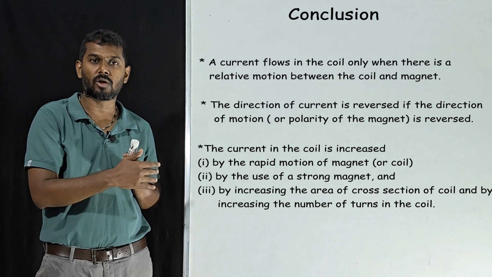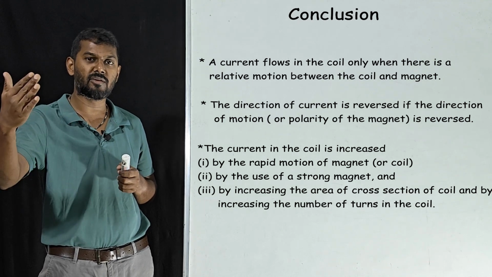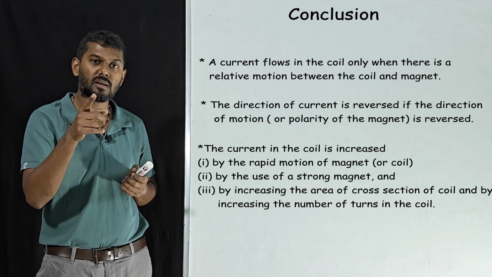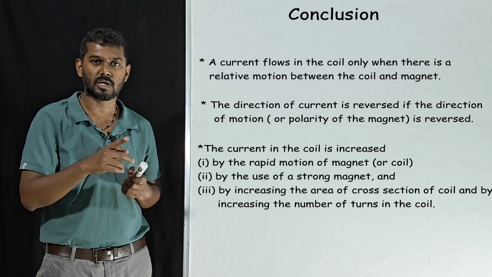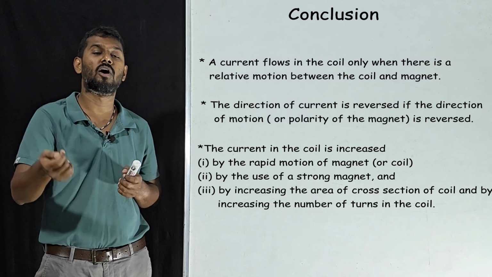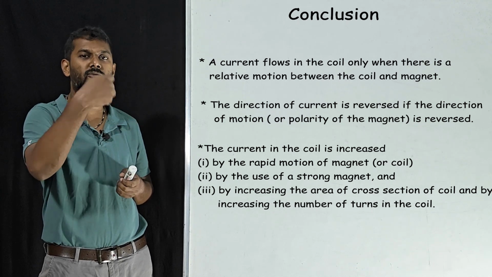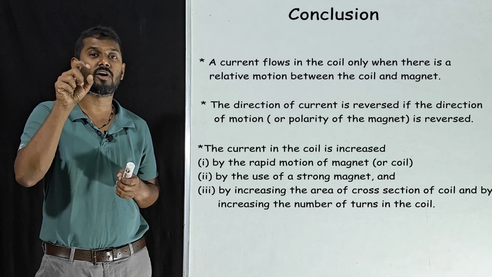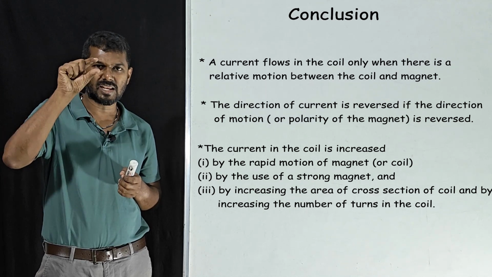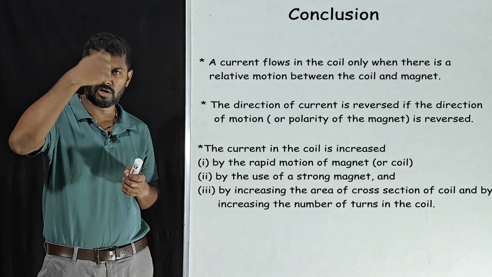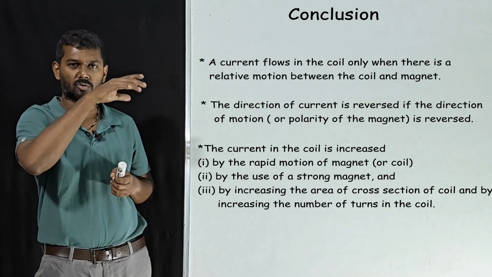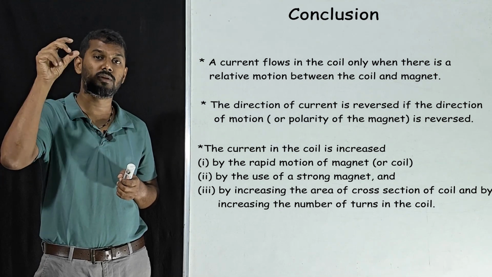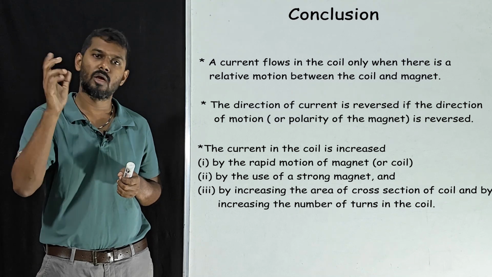A rapid movement, the direction remains the same, but whenever there is a rapid movement of the magnet towards the solenoid, then more current will be produced. Then the number of turns of the coil: the more the number of turns, the more current will be produced. Next, the thickness of the coil or area of cross section. The coil which is wound around a paper or a wooden piece, if the thickness is more, more current will be produced.